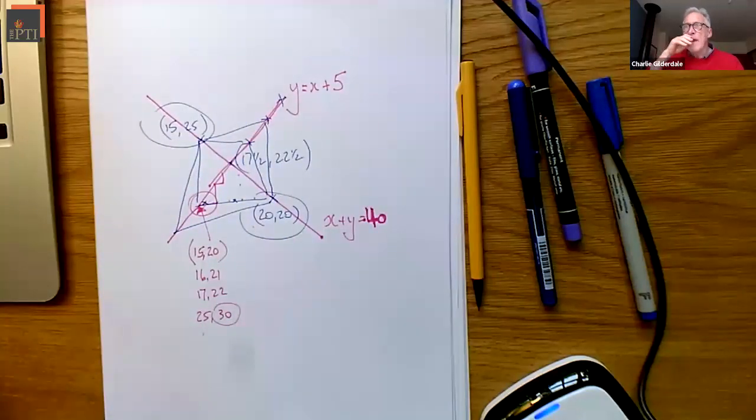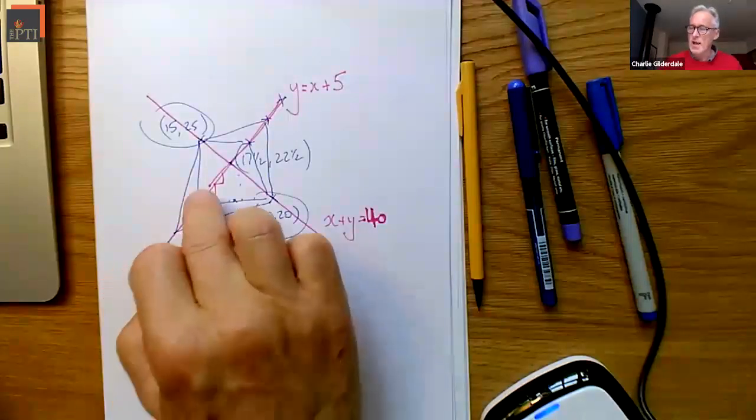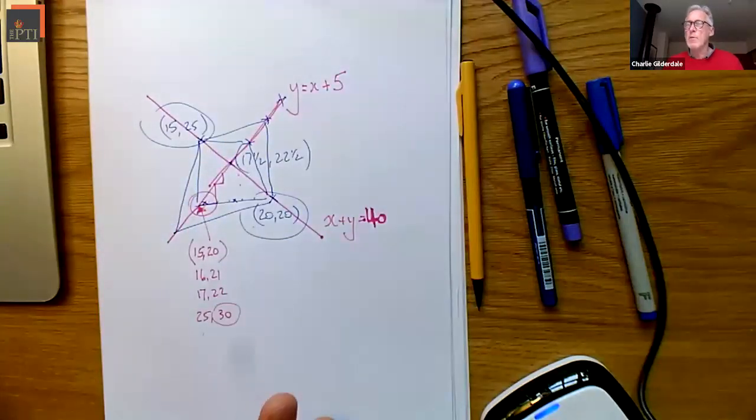So even if they might not be able to talk about y equals x plus 5, they might be able to find the coordinates along this line where the y coordinate is 5 more than the x coordinate.